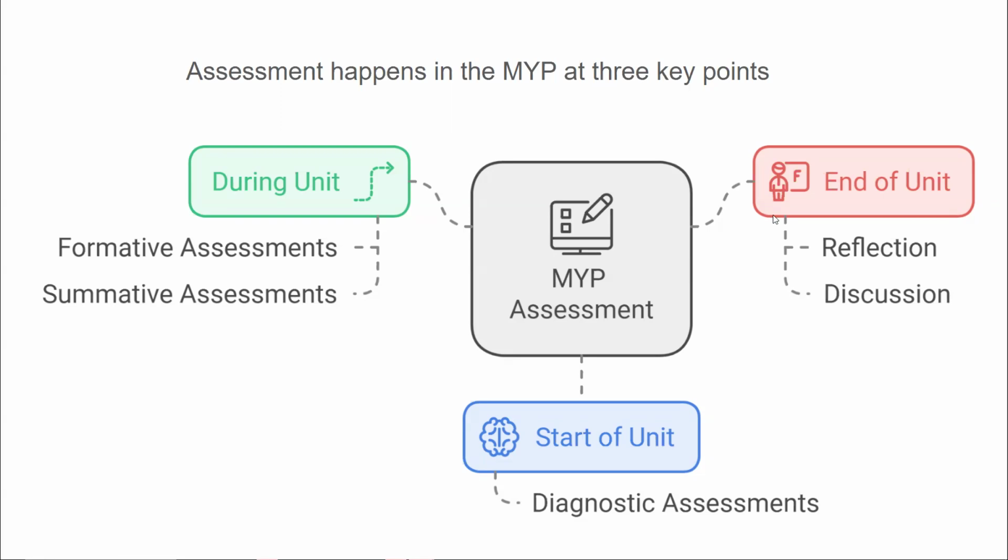So at the end of the unit, what kind of assessment can you take? You give summative, you give reflection also as a part of assessment, reflecting on the impact of science. That is criteria D in science. And in other subjects also, you have reflection as a part of your summative assessment. And then also there is scope for discussion. So these are the three points where assessment happens in the MYP: at the start of the unit, during the unit, and at the end of the unit.